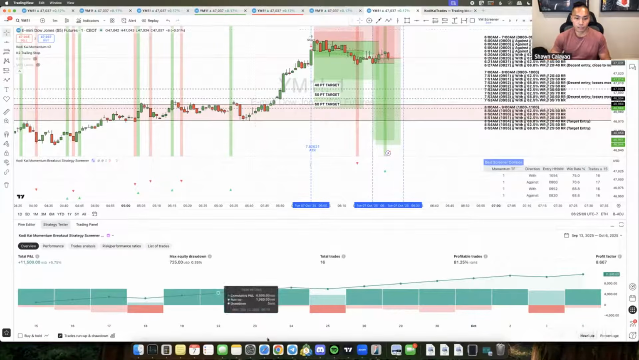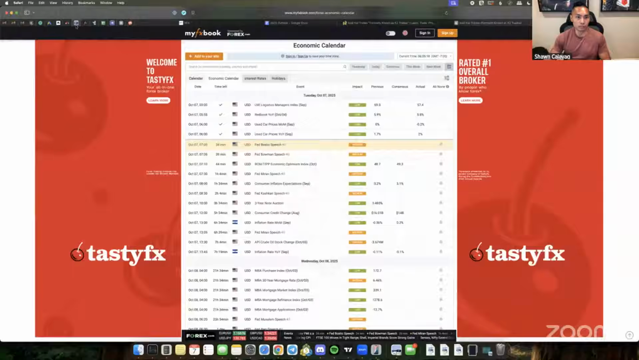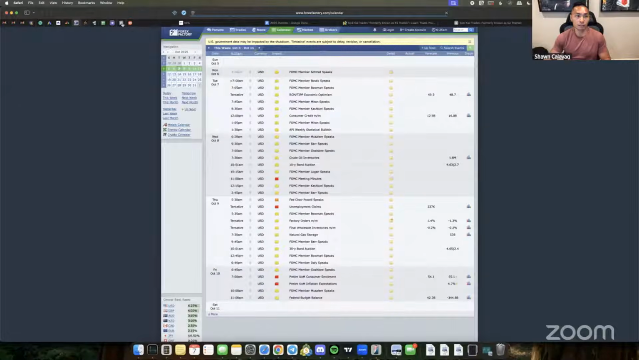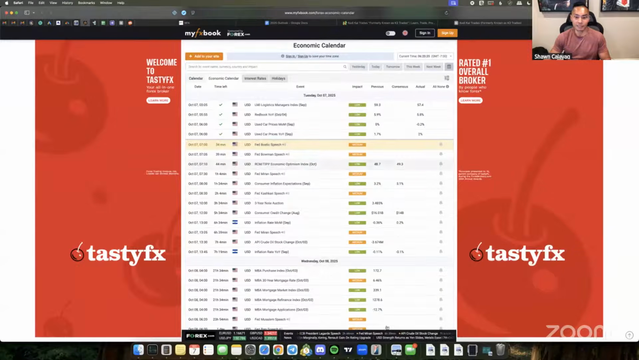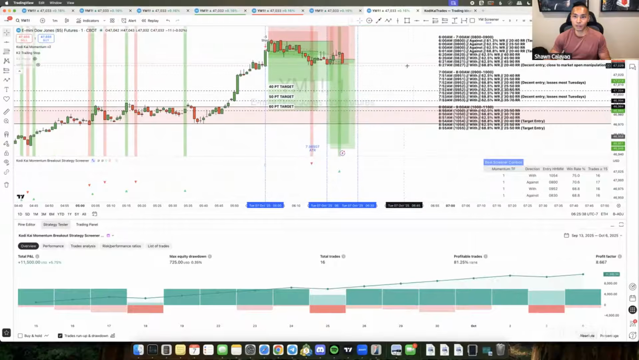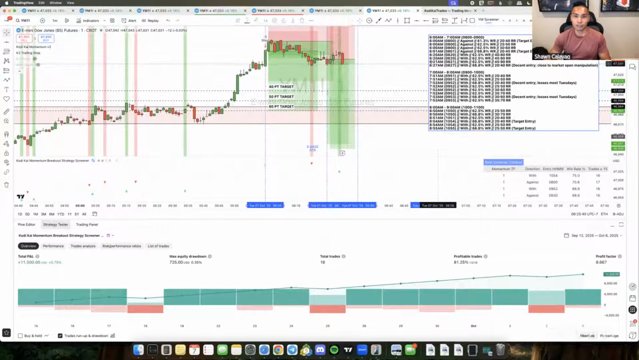Today, I just refreshed my chart, but there was news that was listed here. It doesn't list anymore because I refreshed it, but you can see over here, U.S. government data may be impacted by the shutdown. Tentative events are subject to delay, revision, or cancellation. Basically, there's no news that's supposed to be scheduled. Everything that was supposed to be scheduled is either canceled, revised, or delayed.